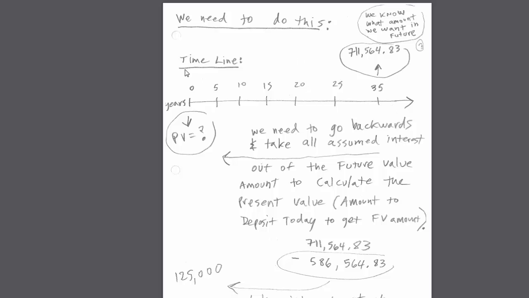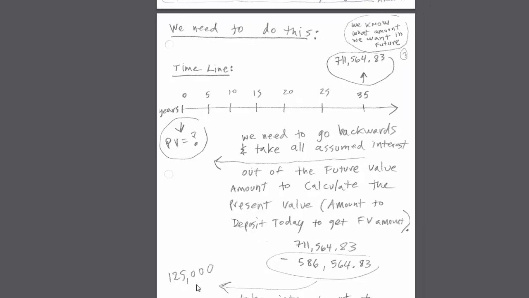Conceptually, there's the full amount. If we need to put some amount in the bank and it was to grow earning interest moving forward, that means we need to go conceptually backwards and take all assumed interest out of the future value amount to calculate the present value. We need to somehow go backwards to get to that number.